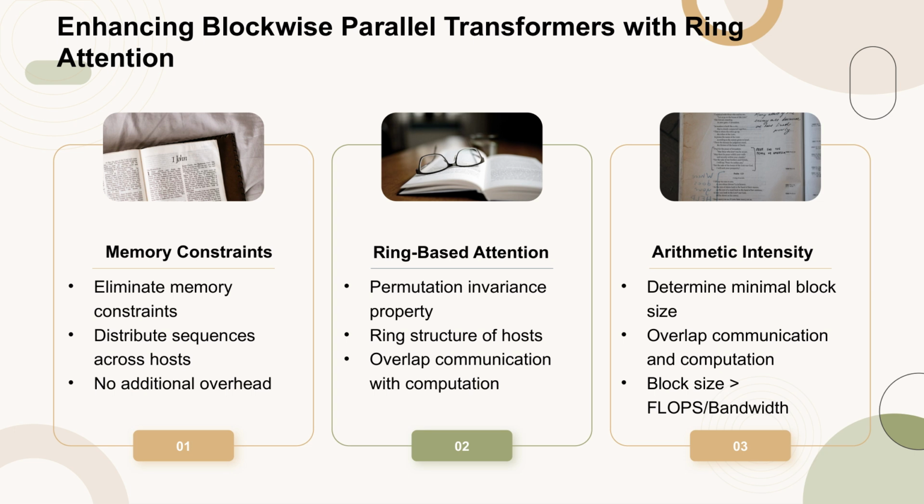The authors conceptualize all hosts as forming a ring structure, where each host efficiently coordinates by concurrently sending key-value blocks being used for attention computation to the next host while receiving key-value blocks from the preceding host, effectively overlapping transferring of blocks with blockwise computation. This overlapping mechanism applies to both forward and backward passes of the approach, since the same operations and techniques can be used. The authors also determine the minimal required block size to overlap transferring with computation, which should be greater than or equal to the ratio of flops over bandwidth.